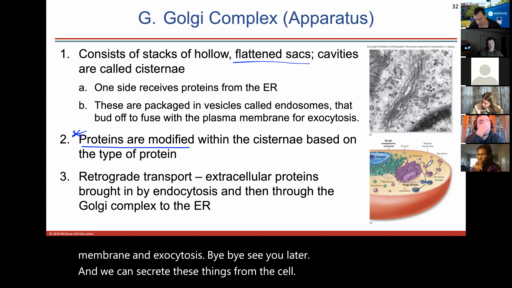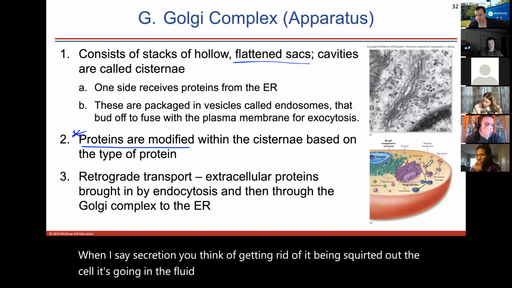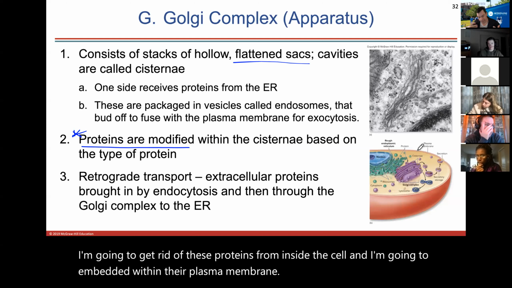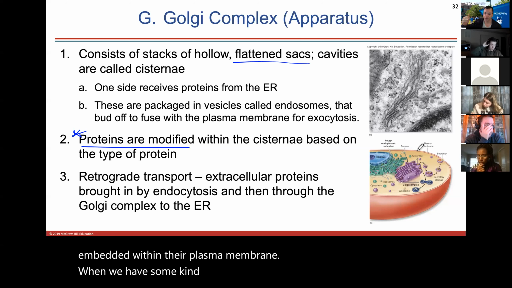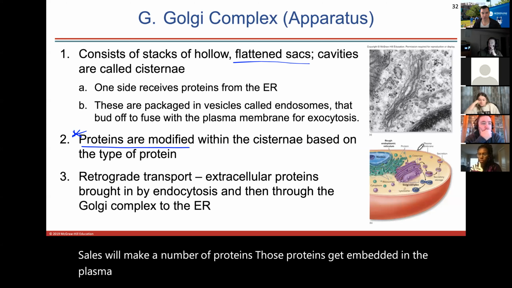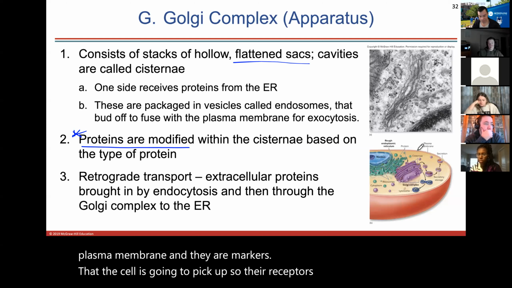When I say secretion, you think of getting rid of. It's being squirted out of the cell. It's going in the fluid. It's bye-bye. But sometimes this secretion is, I'm going to get rid of these proteins from inside the cell and I'm going to embed them within that plasma membrane. When we have some kind of immune response, this is what we see a lot of. Cells will make a number of proteins. Those proteins get embedded in the plasma membrane, and they are markers that the cell is going to pick up. So they're receptors that the cell is now going to be giving off.